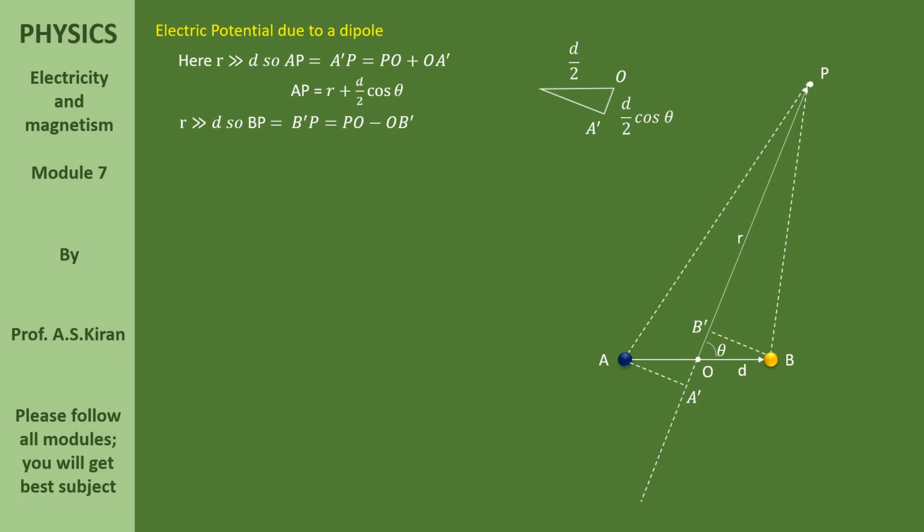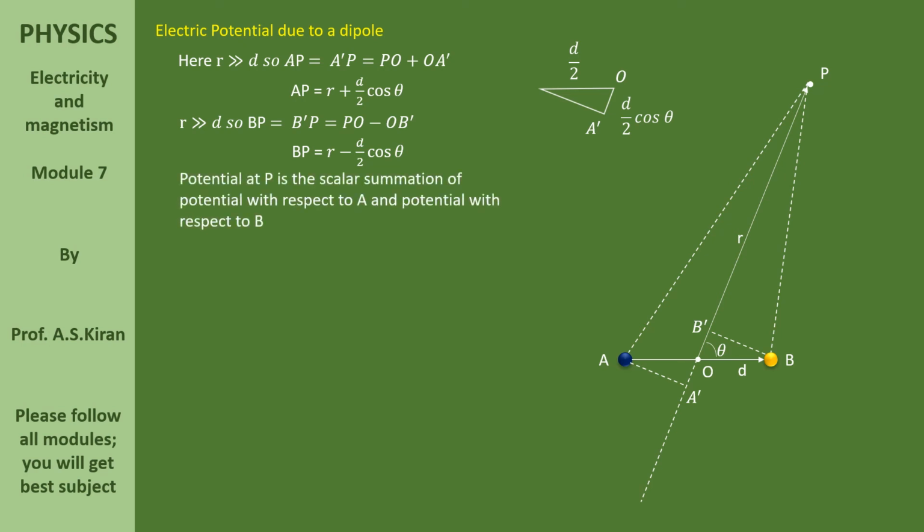Please observe the diagram. BP is same as B dash P. But now, what is B dash P? That is PO minus OB dash. Here, BP is equal to R. What is R? PO minus OB dash. What is OB dash? D by 2 cos theta. So concluding, BP is equal to R minus D by 2 cos theta. But what is BP? The distance between the charge and the required point.